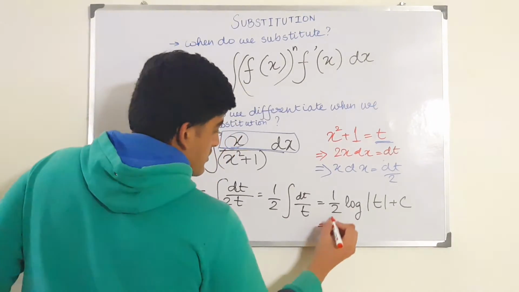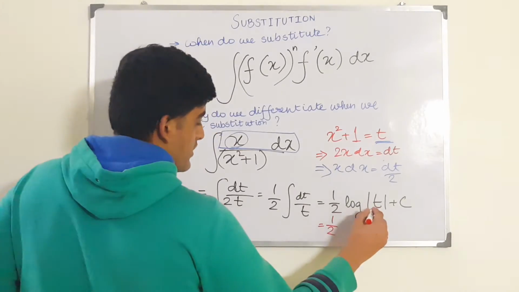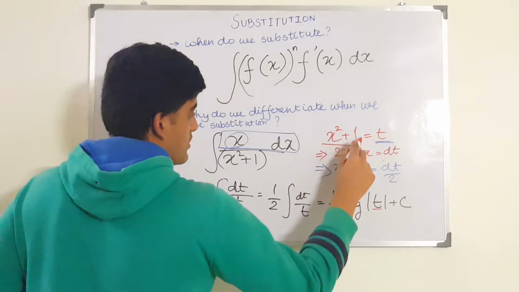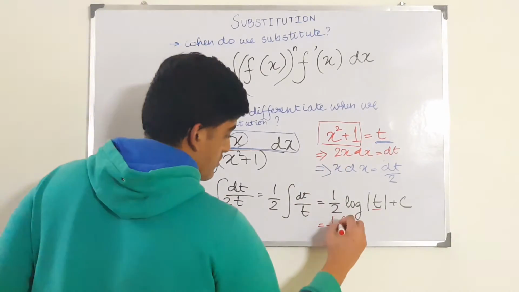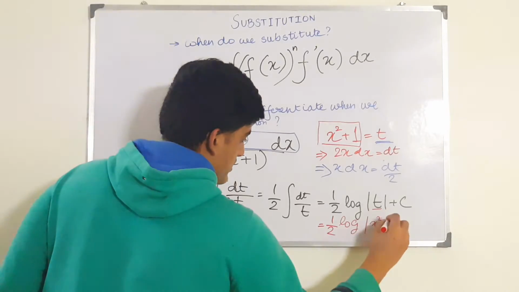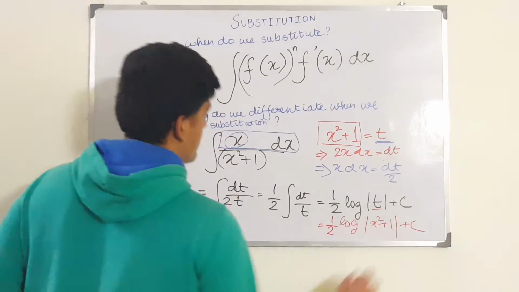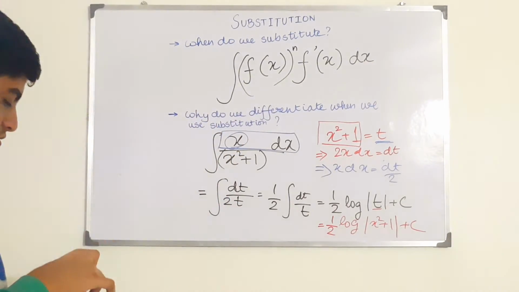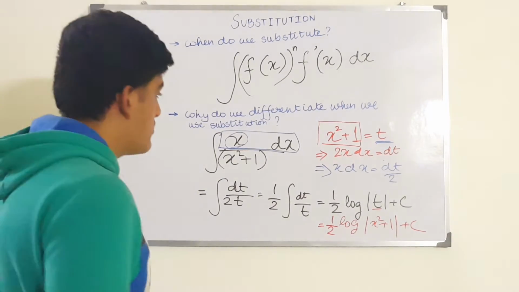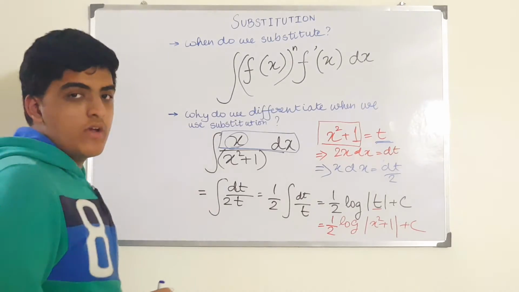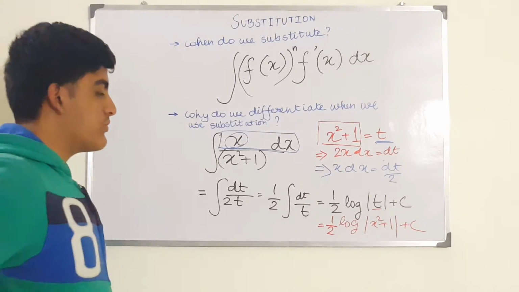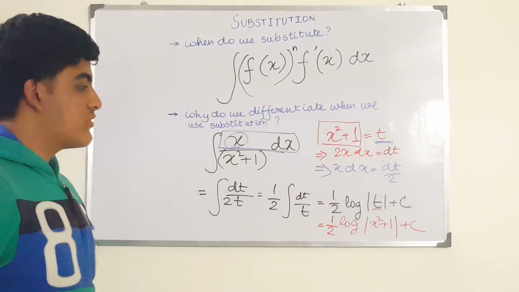For the final answer, we simply replace t with the value that we substituted t for, that we put t in place of in the original integral. So this is why we differentiate when we use substitution, to maintain uniformity and to avoid confusion.